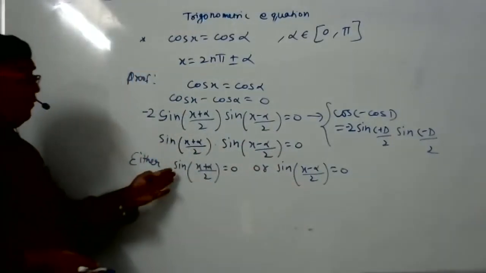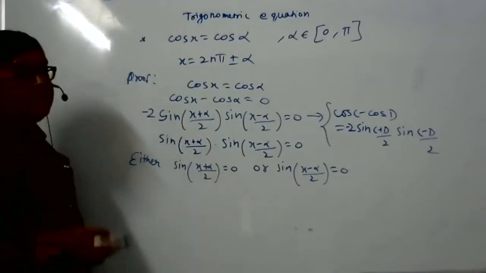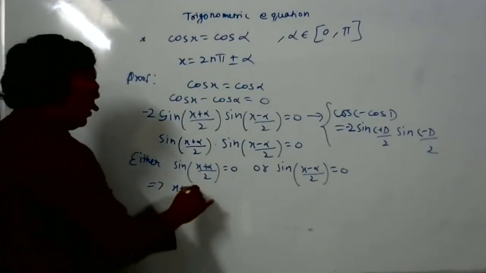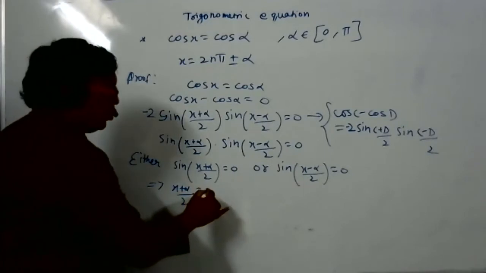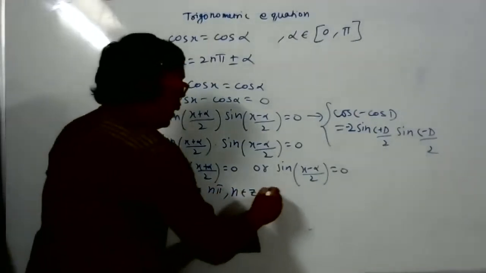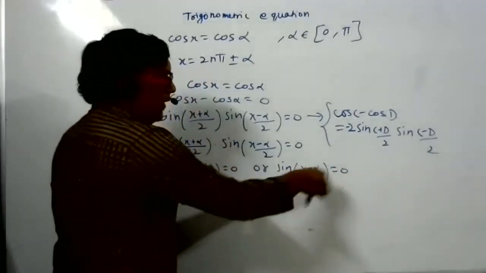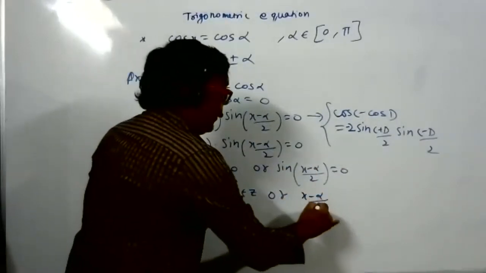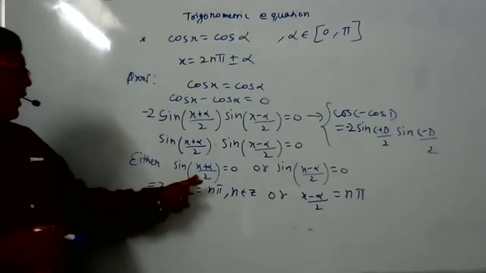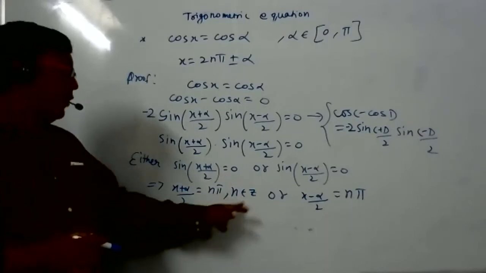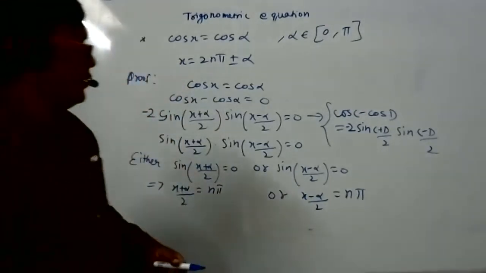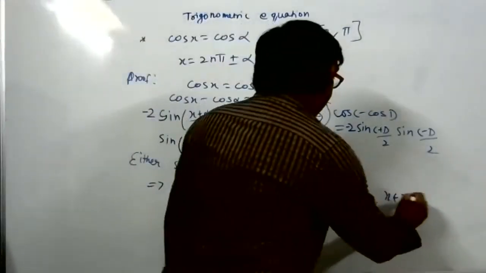Now, when sin of (x plus alpha) by 2 is 0, this formula I know. Sine theta is 0 implies theta is how much? Not 2n, but n pi, where n belongs to integers. Suppose this angle is theta. Again, sine theta is 0, so theta is equal to n pi. And here also theta is equal to n pi, n belongs to integers. Am I teaching fast? You can stop me. Till here, is there any doubt?